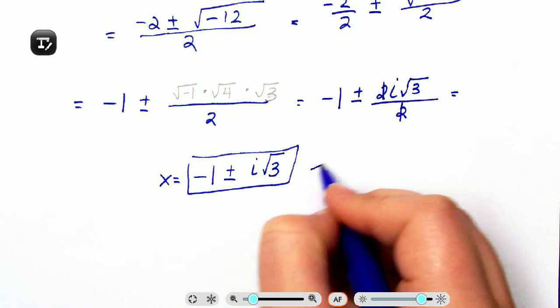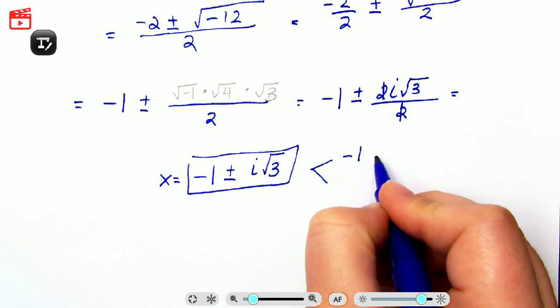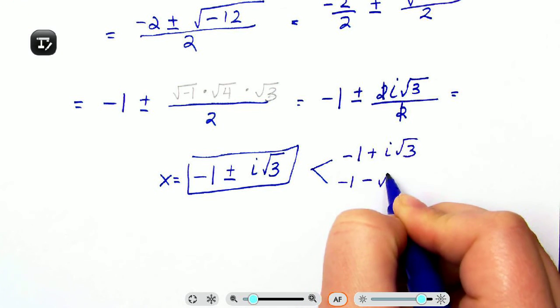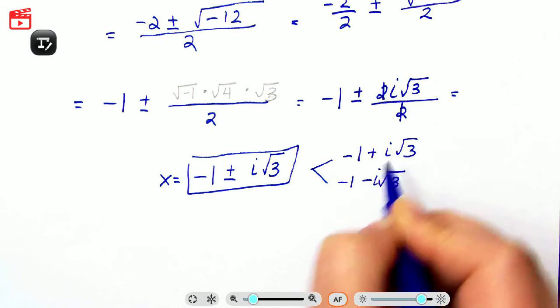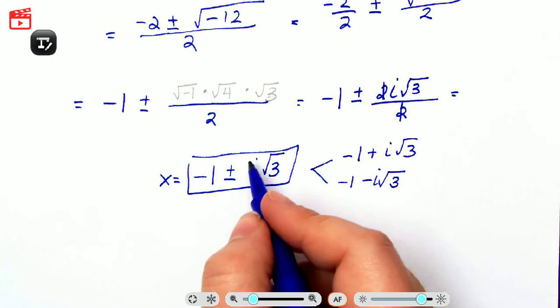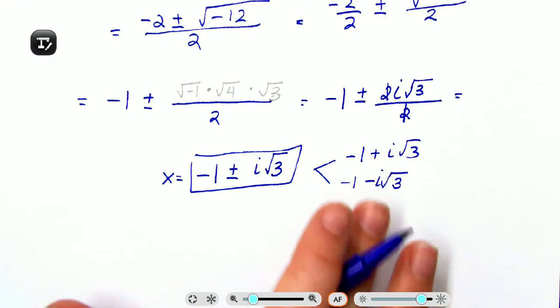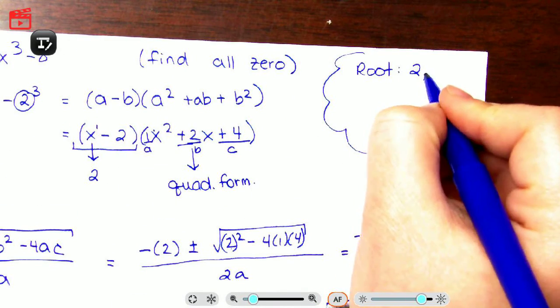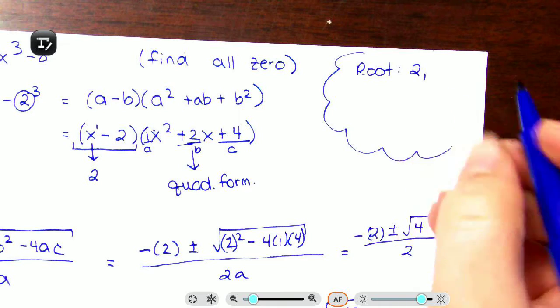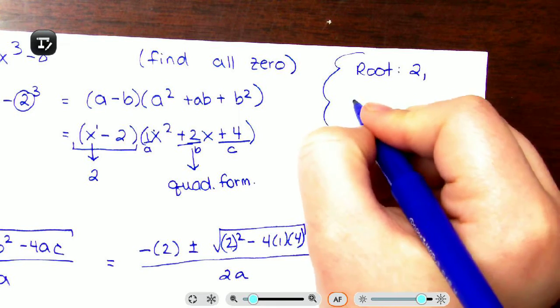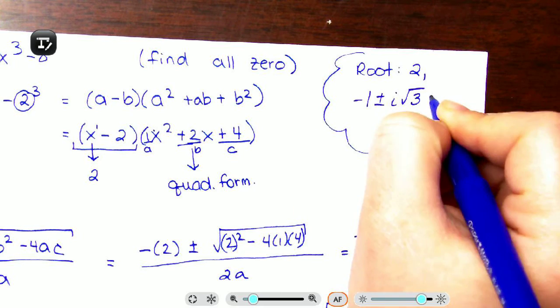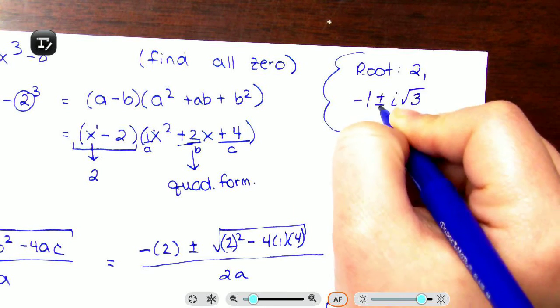Now you can rewrite these as two different roots, so negative 1 plus i root 3 or negative 1 minus i root 3. But I prefer to leave this in a more compacted form with my plus and minus here. So we're going to bring that back up. So our first root, or our first zero, was 2. Then we have negative 1 plus or minus i root 3 as our other two roots because we have a plus and a minus.